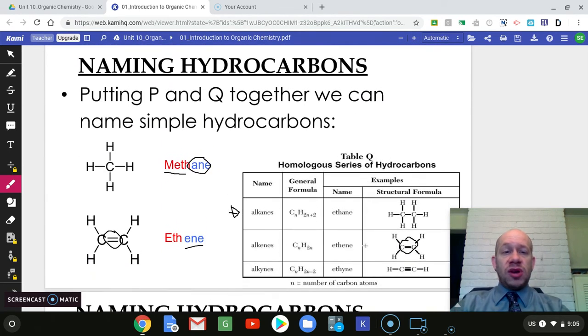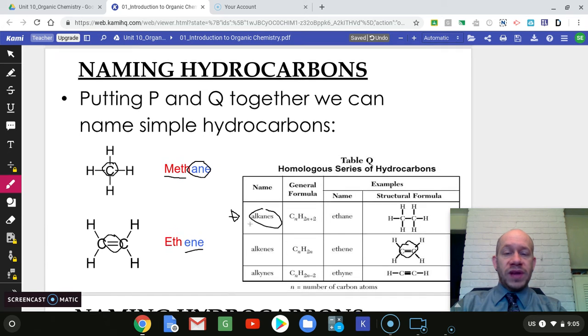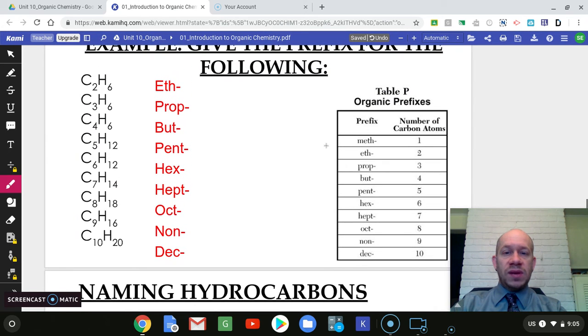Now, naming hydrocarbons. I did a brief summary, but to put the P and the Q together, we can simply name hydrocarbons this way. We first look to see if there are any double or triple bonds. In this one, they're all single bonds, so therefore it's going to be an alkane. Alkanes have only single bonds. Any alkanes will end with a-n-e. Then we'll see how many carbon atoms. 1 carbon atom. If we look back on table P, we'll see 1 carbon atom has the prefix meth, so then this is methane.